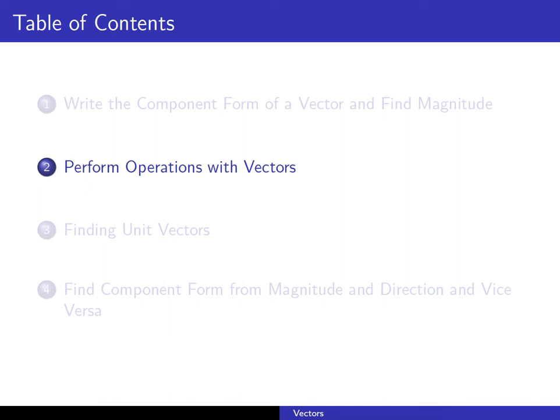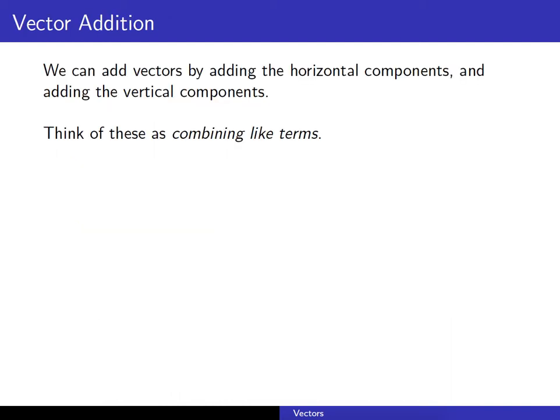All right, in this video, we're going to take a look at performing some arithmetic operations with vectors, such as adding and subtracting vectors and multiplying vectors by real numbers. So first up with vector addition, we can add vectors by adding the horizontal components together and then also by adding the vertical components together.